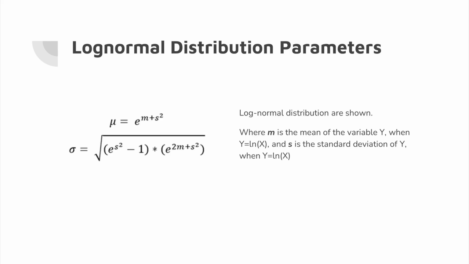Now here we show the log normal distribution parameters that are the average, mu, and the standard deviation, sigma, where m and s are the mean and the standard deviation respectively of the variable y, that is the natural logarithm of our data points.